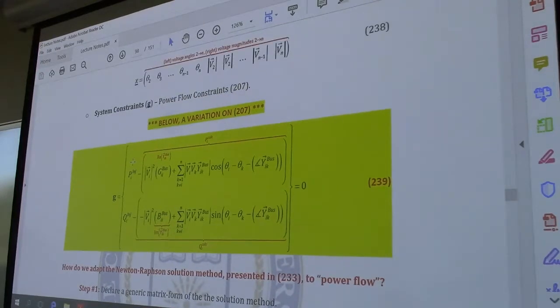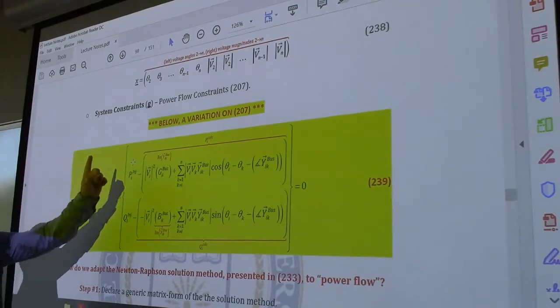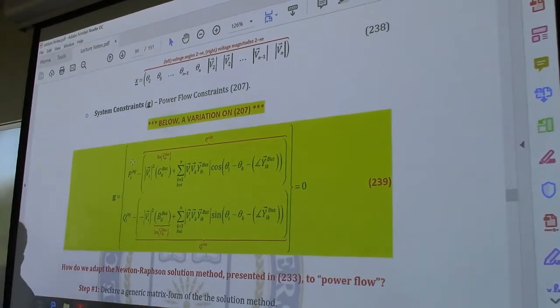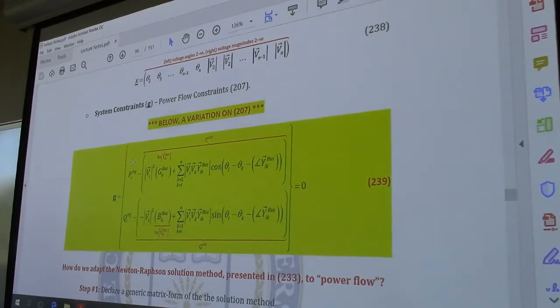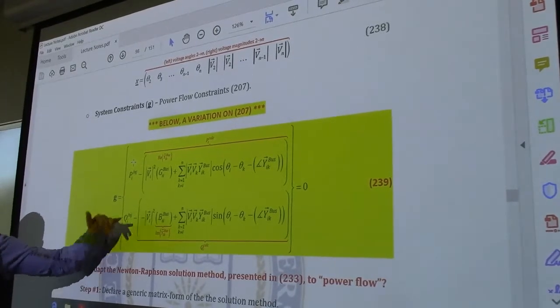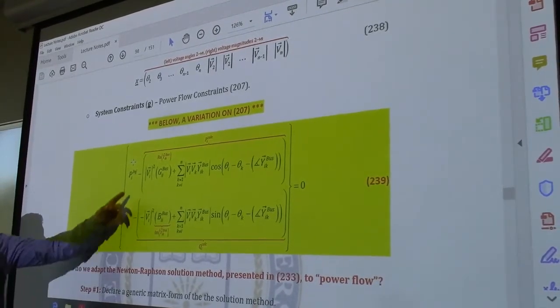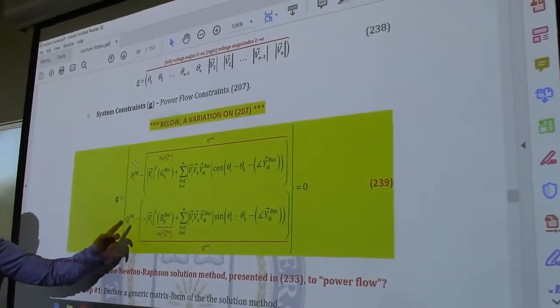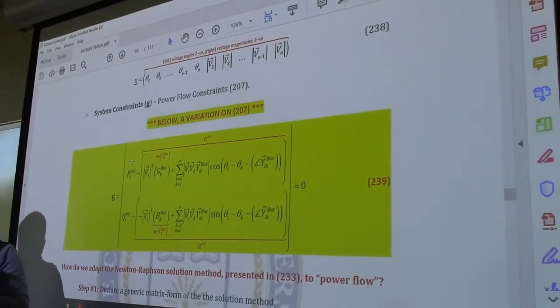Remember that the dimensions are going to match up. So if you have 10 elements in the x vector, meaning you have theta 1, theta 2, theta 3, theta 4, theta 5, v1, v2, v3, v4, v5, the Jacobian matrix will be a 10 by 10 matrix, and this will also have 10 rows. There'll be P1, P2, P3, P4, P5, Q1, Q2, Q3, Q4, Q5, working all the way down.